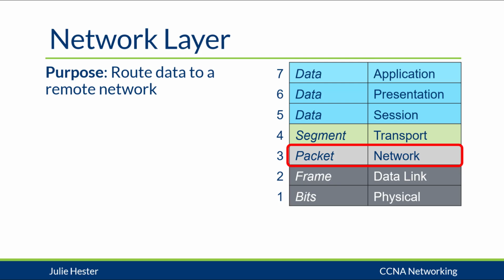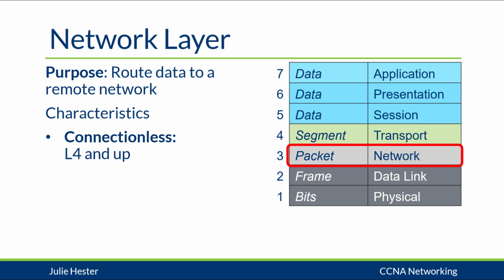Layer 3, the network layer, moves data between remote networks. Its PDU, or Protocol Data Unit, is a packet. The source host creates the packet, and it is mostly unchanged as it travels throughout the network. Layer 3's characteristics are, it is connectionless. Layers 4 and above manage connections between the source and destination devices.